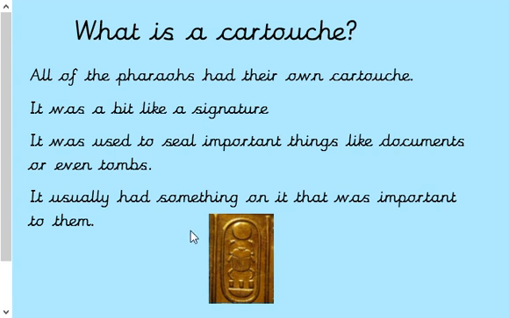Now, the cartouches usually had something on them that was important to the pharaoh. So this is part of Tutankhamun's cartouche, and you can see the sun. The round disc there is the sun. The sun was really important to the ancient Egyptians. They worshipped it. They had a sun god called Ra. So that doesn't surprise me that Tutankhamun had that on his cartouche. The other major bit on his cartouche there is the scarab beetle. Again, the blue scarab was very important to the ancient Egyptians, so it doesn't surprise me that Tutankhamun had that as part of his cartouche.